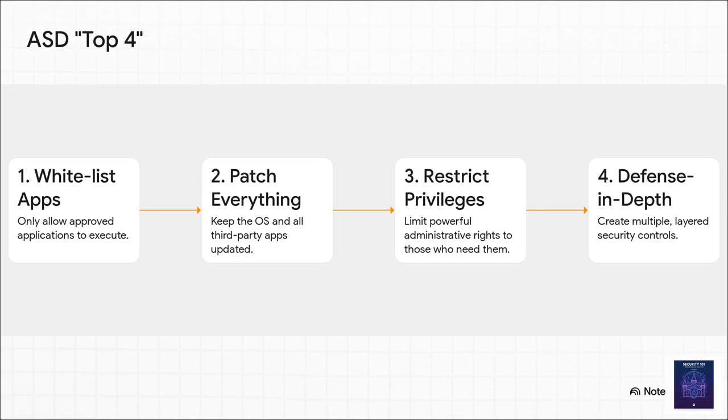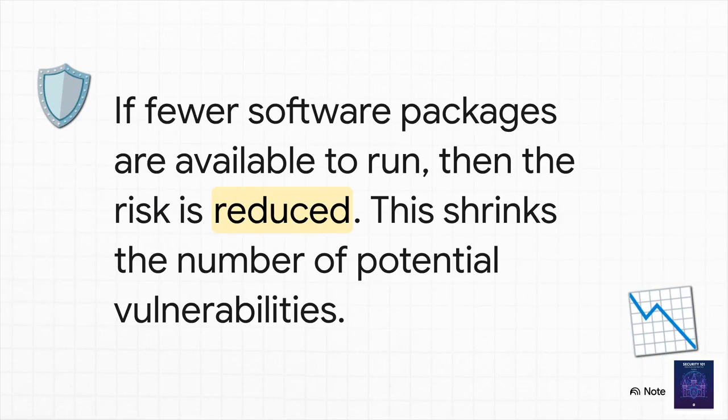And fourth, create defense in depth. That just means having multiple layers of security, so if one fails, another one might catch the attacker. And this idea right here really gets to the heart of that remove unnecessary step we talked about. Every single program on a computer is a potential way in for an attacker. By shrinking the amount of software that's installed and allowed to run, you are literally shrinking your attack surface. You're giving them fewer doors to even try and knock on.